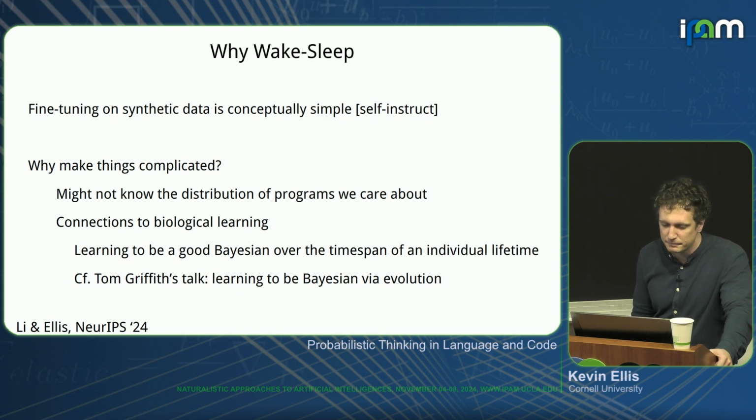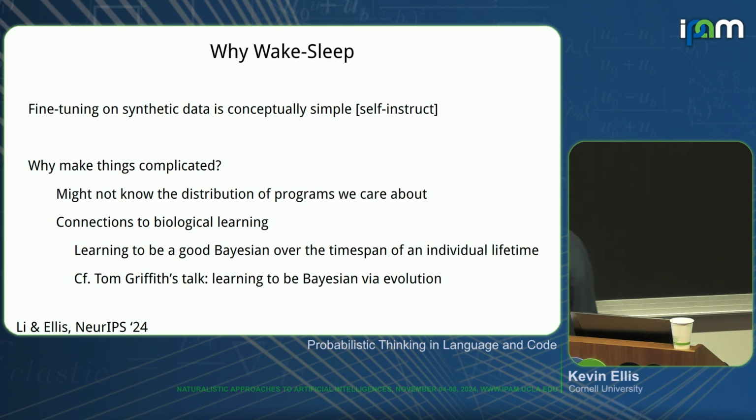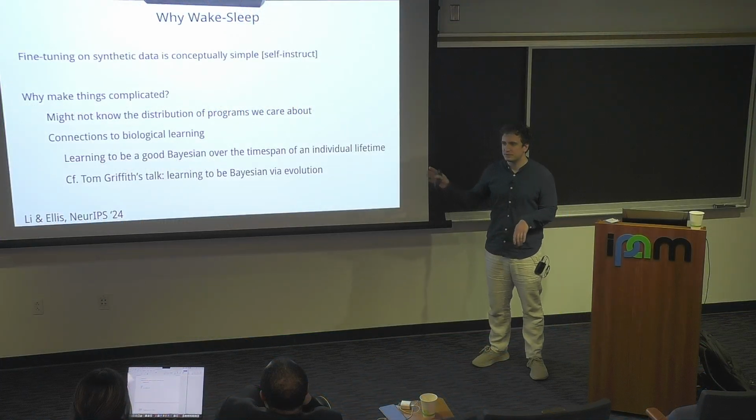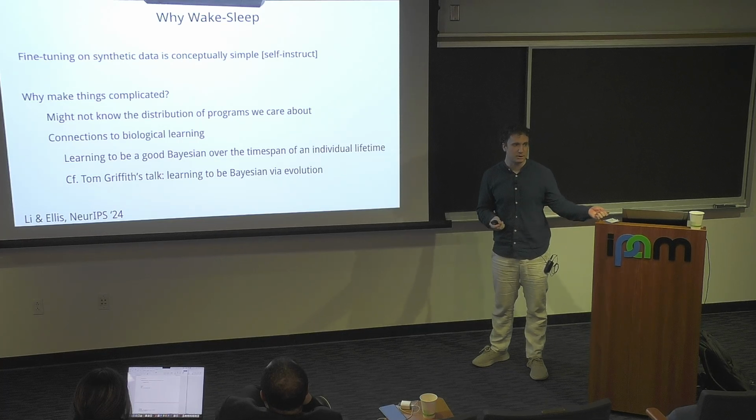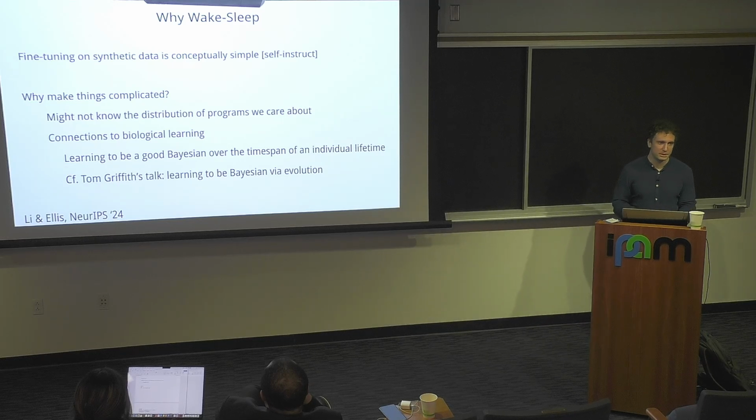There's also connections to biological learning. Just to situate this in reference to Tom Griffiths' talk earlier, who was talking about how you could learn to be Bayesian. The kind of meta-learning stuff that Tom was talking about is about learning to be Bayesian through evolution. And this is more about learning to be Bayesian over the time scale of your lifetime, where it's not a few-shot learning problem, but it's also not like a million examples. You might have like 20 or 30 examples. But it turns out that in-context learning really only needs 20 or 30 examples. And that's fundamentally why this works.